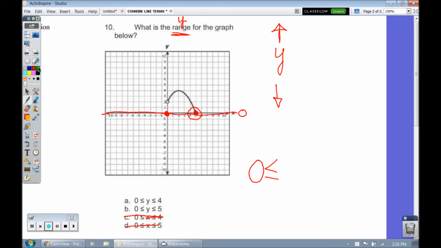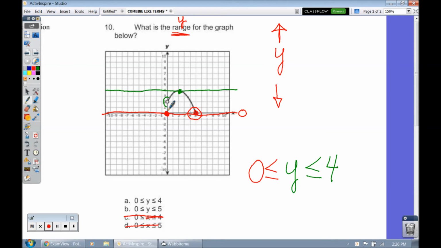And then it goes all the way up. What's the highest that it goes to? Well, we can build a ceiling right here at positive 4. And since we hit the graph, it is a closed circle. So it goes up to 4. And we use our closed circle, and we put the value of y.